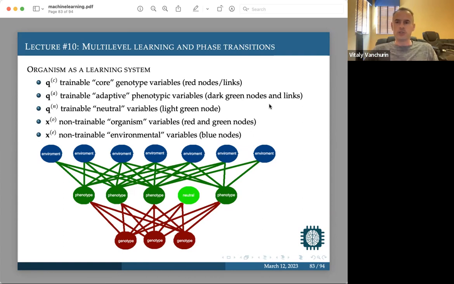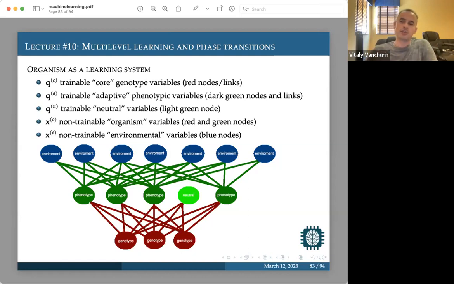But for biology, it also turns out to be important to not only identify those two degrees of freedom, but to identify subcategories. For the trainable variables, the division will be into three subcategories. Core variables are something that just describe, say, a given organism, but do not vary when you go from organisms of the same type to an organism of a different type. So we'll call them core genotype variables. Then there are the ones that do change.